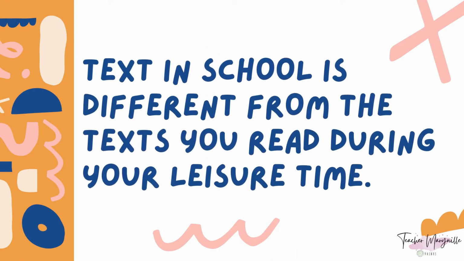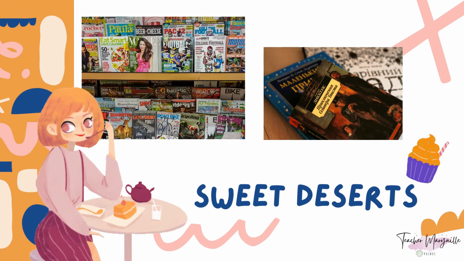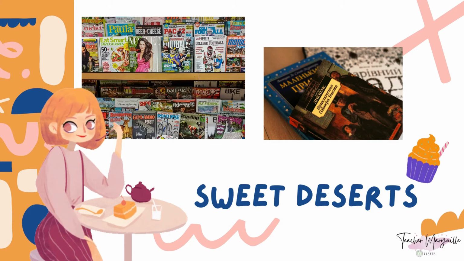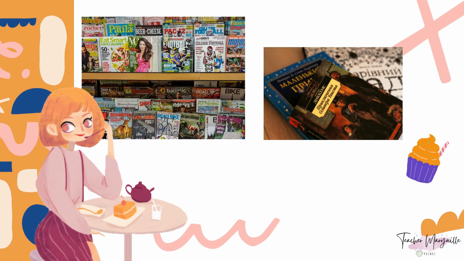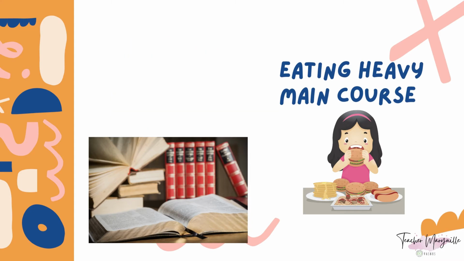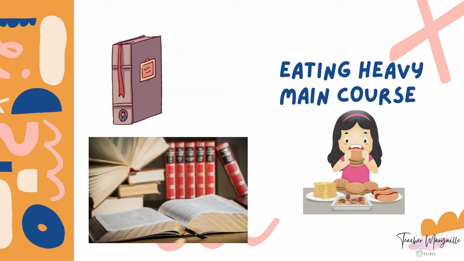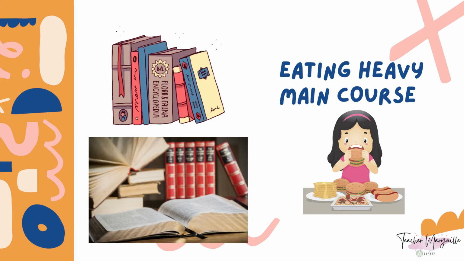You know what? The text you read in school is different from the text you read during your leisure time. The texts you read for pleasure, such as graphic novels or magazines, can be likened to a peel of a sweet dessert, while the academic text is more like a heavy main course. They need to be chewed and savored for a long time before their meanings can be fully digested.